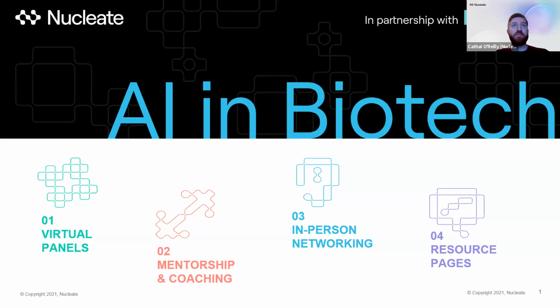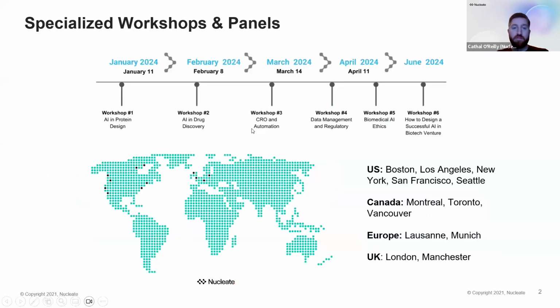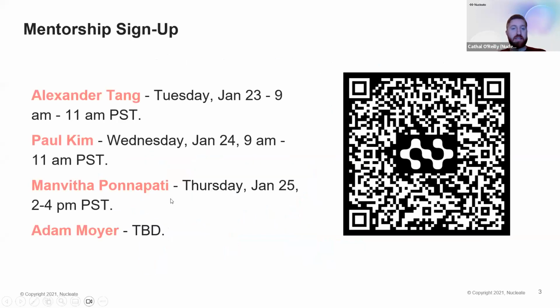The approach for this initiative involves hosting virtual panels, mentorship and coaching, in-person networking events, and resource pages to help people get more immersed in the field. The next blocks in our initiative are going to be AI and drug discovery and CRO and automation. But we are going to cover more topics in the coming months. Also, as mentioned, we're going to have some networking events coming up, which will be in the US, Canada, Europe, and also the UK. So come along if you're able to come, if you're in these cities.